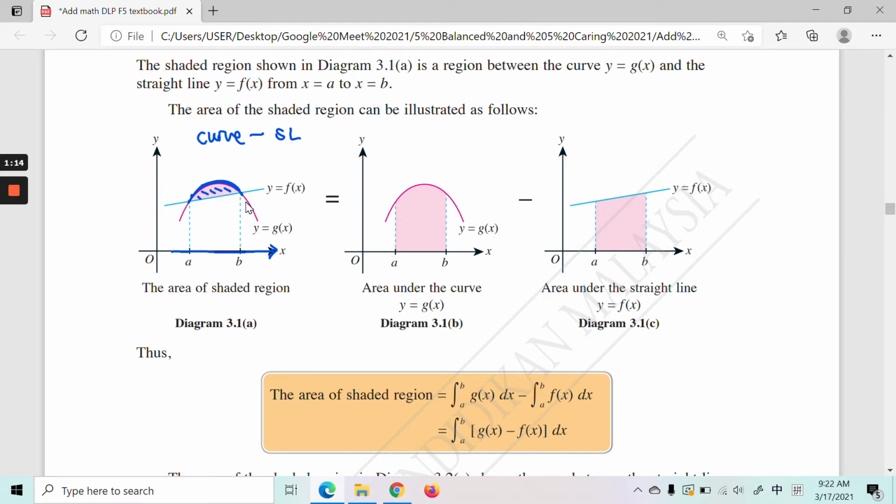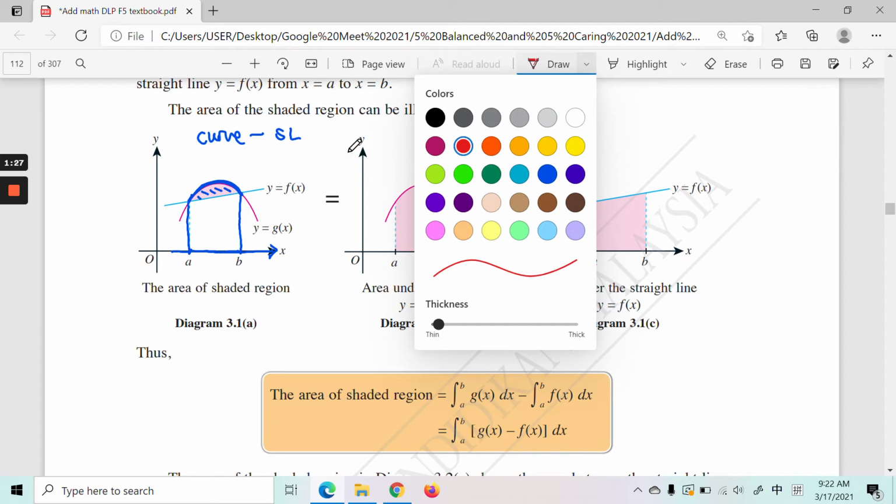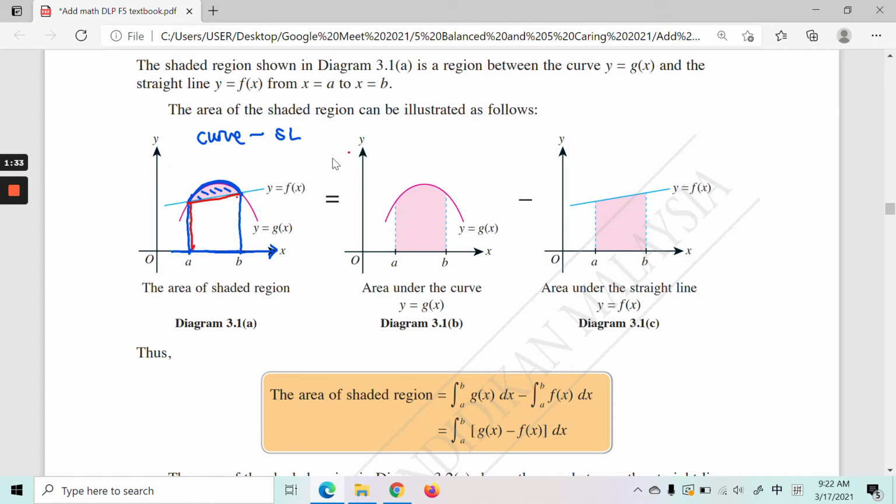Imagine if you integrate the curve from a to b with respect to x, you will get this blue color. If you integrate the straight line from a to b with respect to x, you will get this red color. So blue minus red, meaning the curve minus the straight line, you will get this shaded region, as illustrated by this diagram. The area under the curve minus the area under the straight line gives this shaded region.